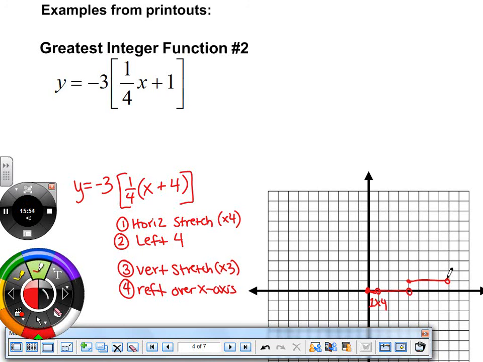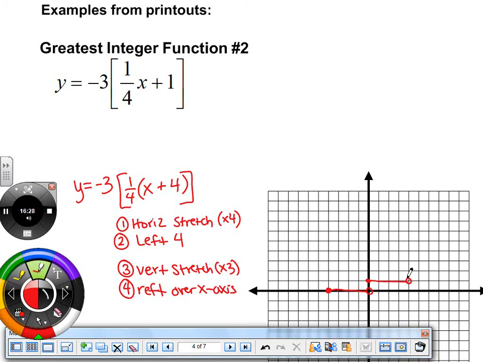The next thing I'm going to do is move my steps left 4. So now this vertex point will get shifted, and instead of being at 0, 0, it's going to be over here at negative 4, 0. But still, the steps are going to be 4 units long, and they're still only vertically apart 1 unit. So I've stretched it, and I've moved it left. My horizontal changes are done. Are we okay with those transformations?